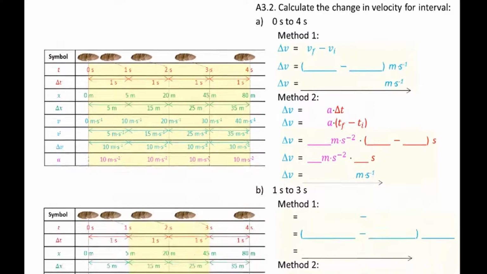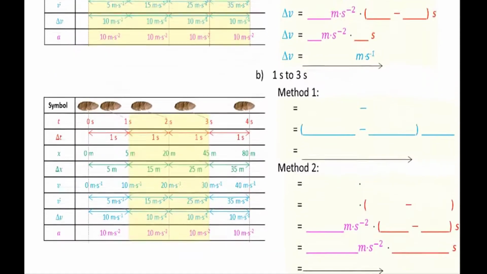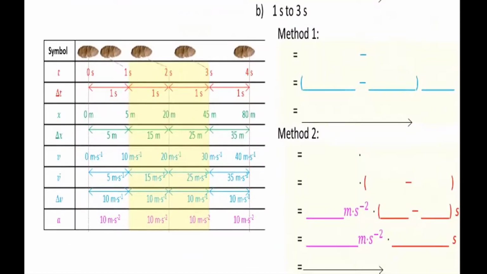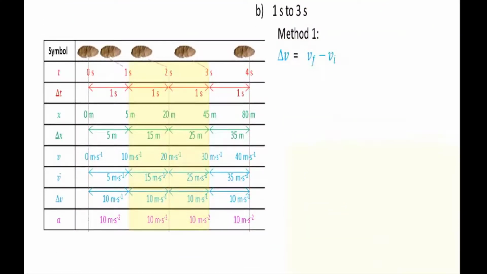B. We must calculate the change of velocity for the interval 1 second to 3 seconds. We first use the simple method v final minus v initial. At the end of this interval, at 3 seconds, the velocity was 30 meters per second. At the start of this interval, in other words, at 1 second, the velocity was 10 meters per second. The change in velocity, 30 minus 10, 20 meters per second.